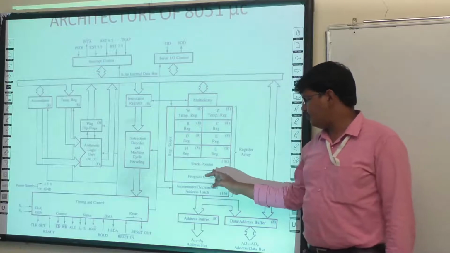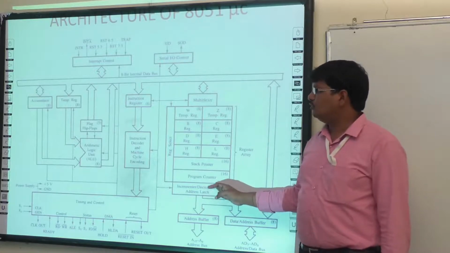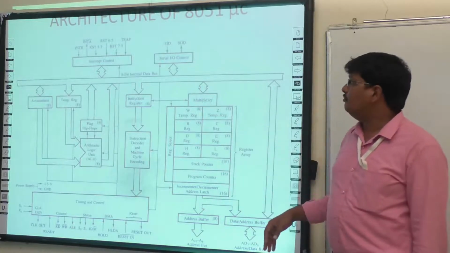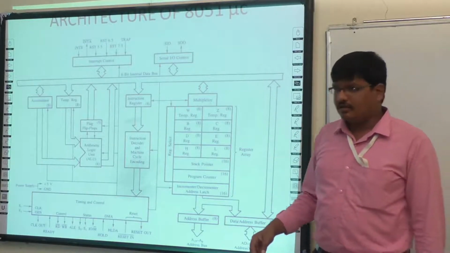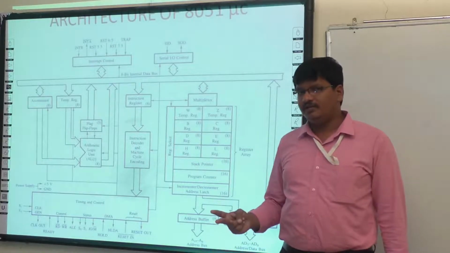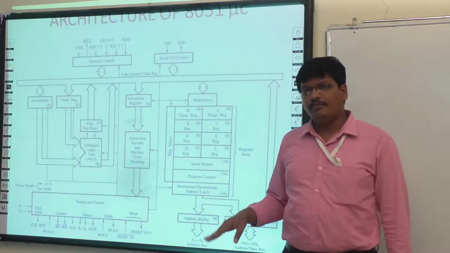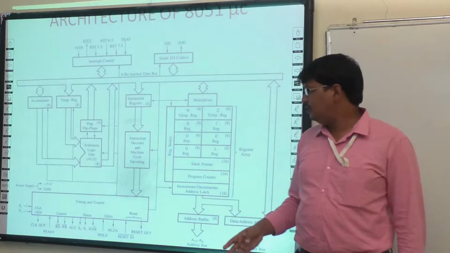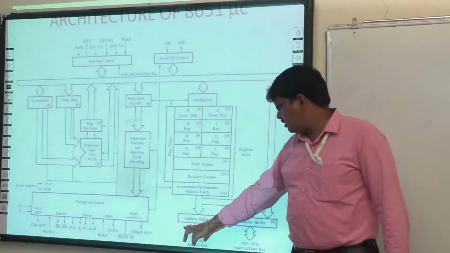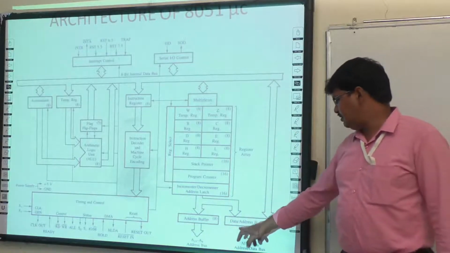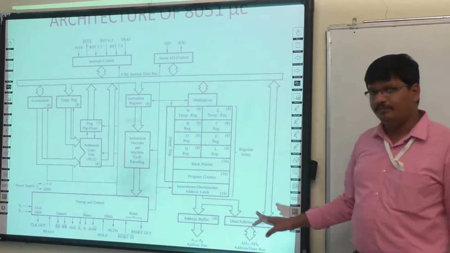The 16-bit registers are the stack pointer, program counter, and the increment and decrement address latch. So we can now see that the 8051 microcontroller registers are of two types: 8-bit registers and 16-bit registers. It also has temporary and permanent registers for storing data. Then it consists of an address buffer and a data buffer, both of 8 bits.